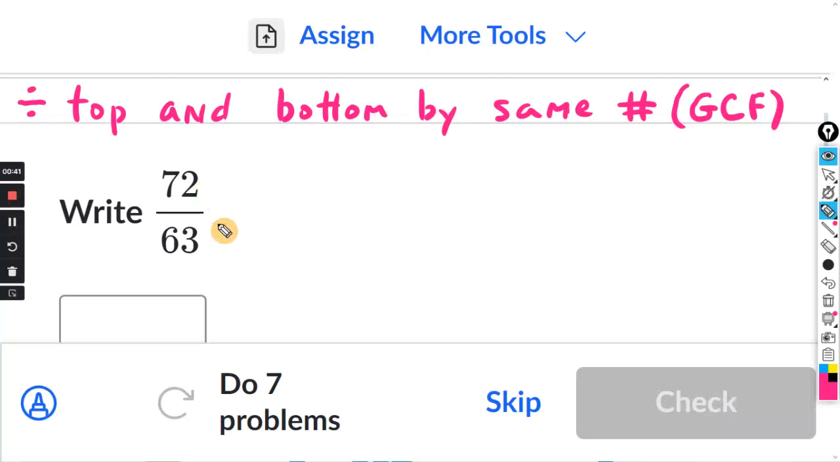All right, so we have 72 and 63. So I know that 9 times 8 is 72. I know that 9 times 7 is 63. So since these numbers are both divisible by 9, I am going to take the numerator and divide by 9, and take the denominator and divide by 9. Okay, so divide the top and bottom by the same number.